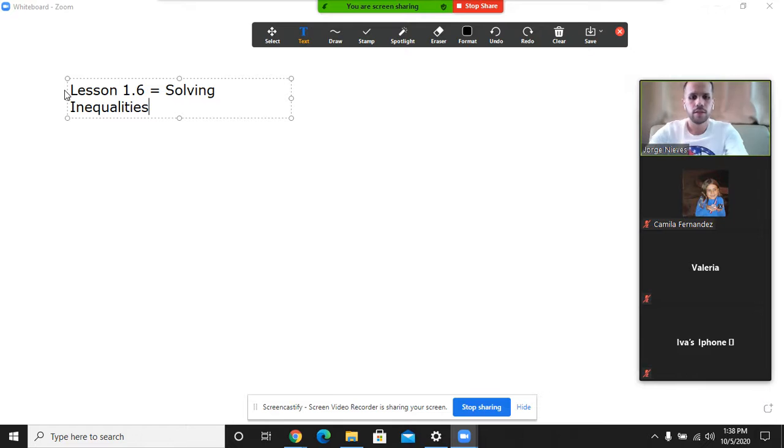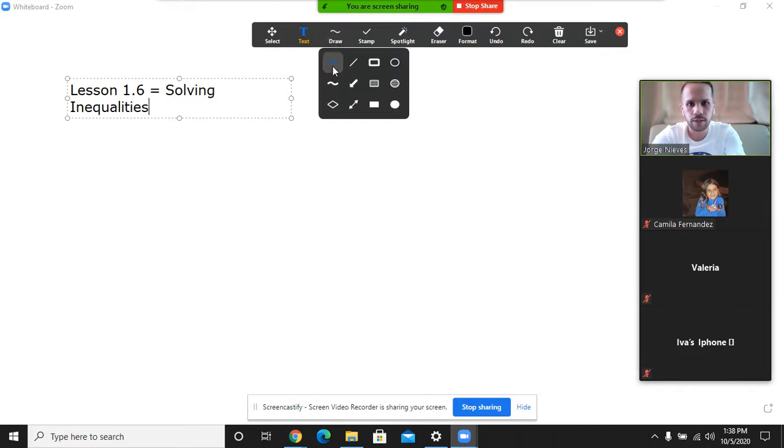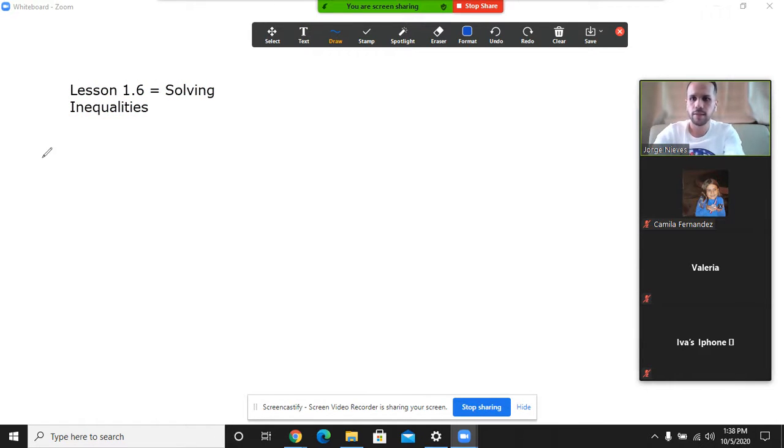Okay, so I'm going to start with solving inequalities. Let's start with solving inequalities and graph the inequality. After we solve it, we can graph the inequality like we did in class. We can have two types of inequalities, with one variable on one side or with variables on both sides.